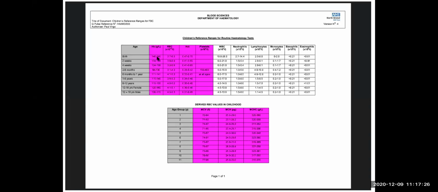Now there is a reason behind this. Can anybody tell me that reason? Let me hear some answers, then I'll explain. Anybody? Why does a newborn baby have high hemoglobin?